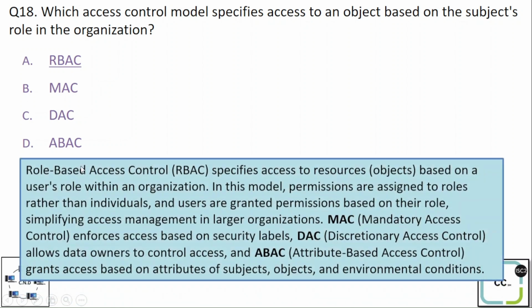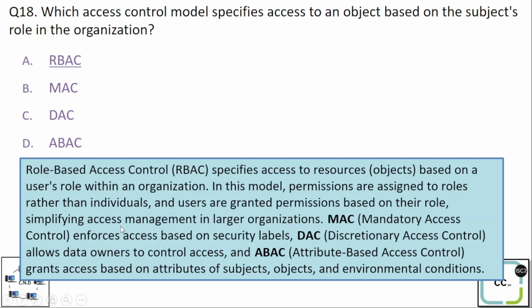role-based access control. So role-based access control, RBAC, specifies access to resources, that is objects, based on a user's role within an organization. In this model, permissions are assigned to roles rather than individuals, and users are granted permission based on their role, simplifying access management in large organizations.